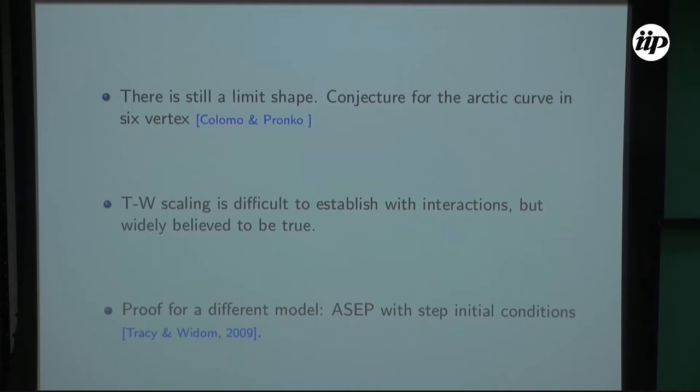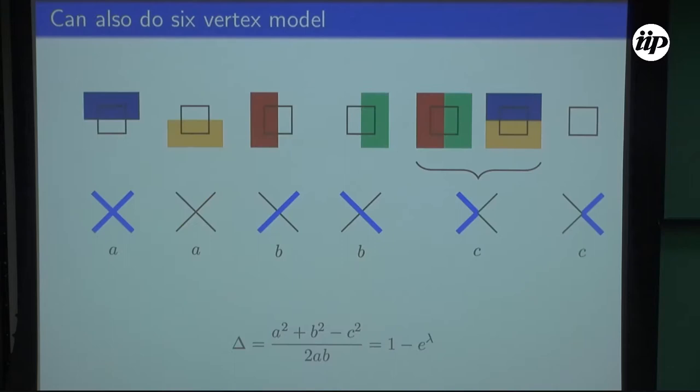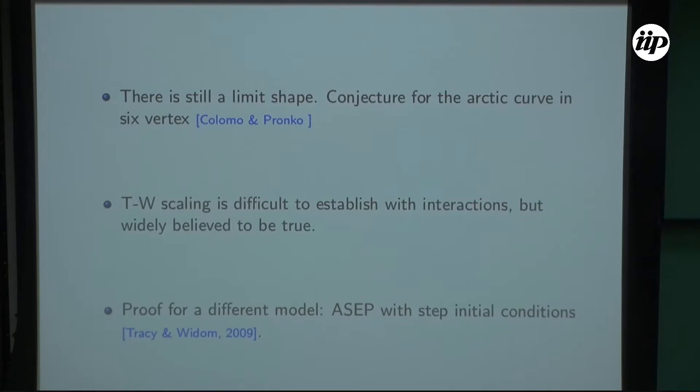But the point is that in all these problems there are limit shapes. You can view that as some kind of limit shape in statistical mechanics. The ground state quantum problem I was discussing before, you can view that also as some kind of limit shape problem. There is a density profile, and then the density vanishes outside of the given region. And the point is that if you want to establish Tracy-Widom scaling, if you start from a free fermion problem, then it's easier.